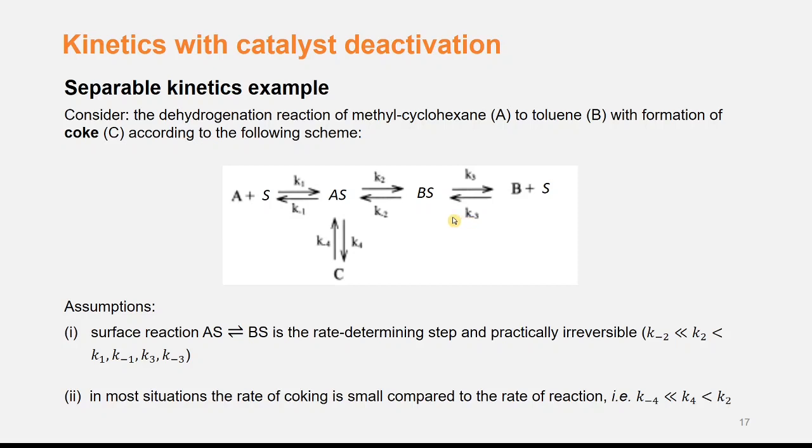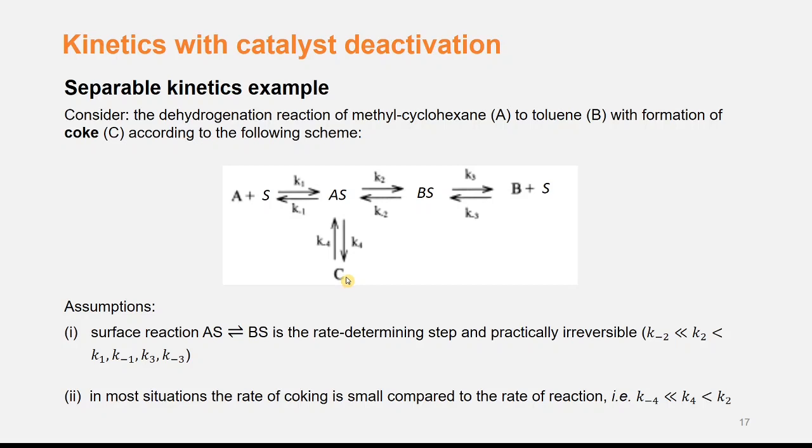In addition, AS can form coke, denoted by C. For example, the reactant bound to an active site, so that's AS, can decompose into molecules that are deposited on the active sites or pore channels and make the active sites inaccessible to the reactant, methyl cyclohexane.